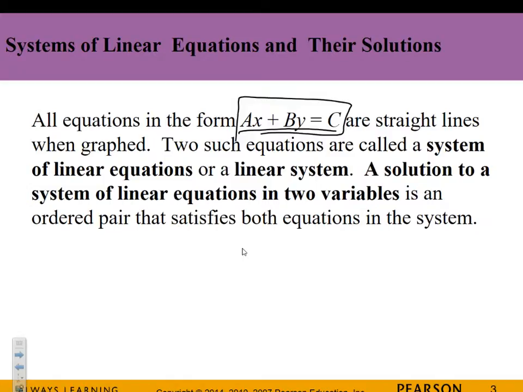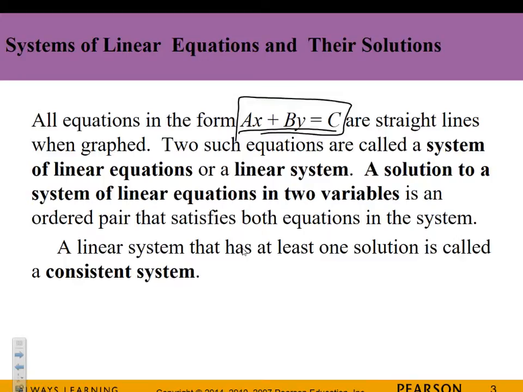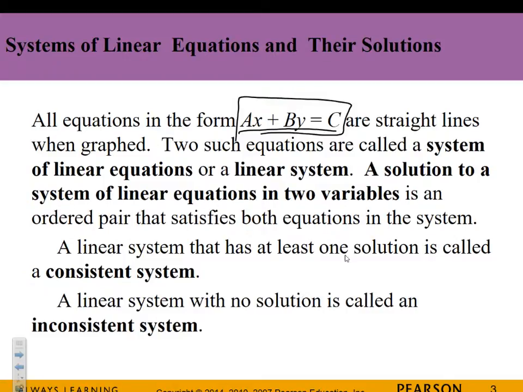These are called systems of linear equations, or you can call them a linear system. And it should always have two variables in there. There are two types of these. There is something called a consistent system, and a consistent system has at least one solution. So if it can be solved, and you get a solution, then it's called a consistent system. If you can't solve it, then we would call it an inconsistent system.